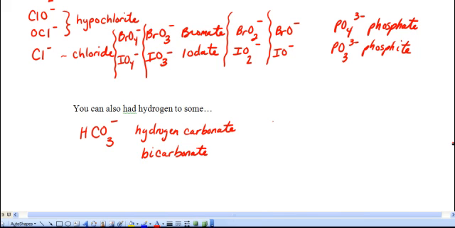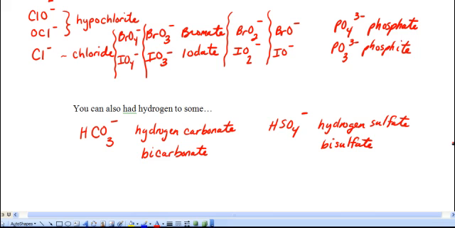Similarly, if you have HSO4, SO4 is sulfate, SO4 2-. If you have HSO4, it is now a 1-. You've added a hydrogen, which adds a positive charge. If it was a 2-, you're down to a 1-, and we would call this hydrogen sulfate. Or you could also call this bisulfate.